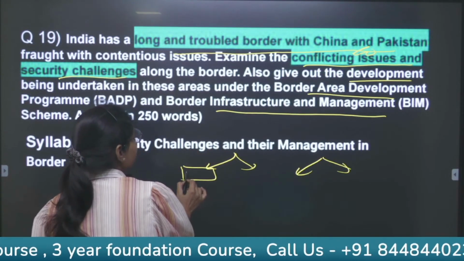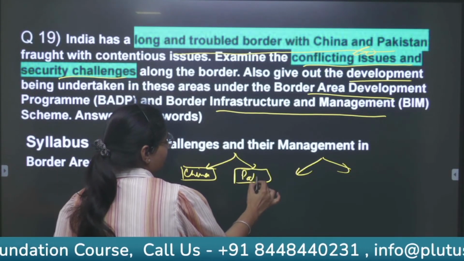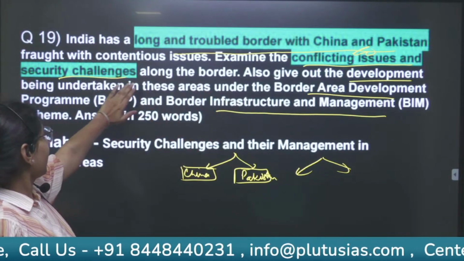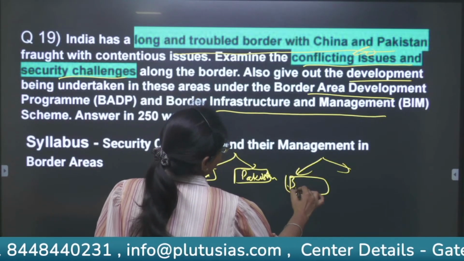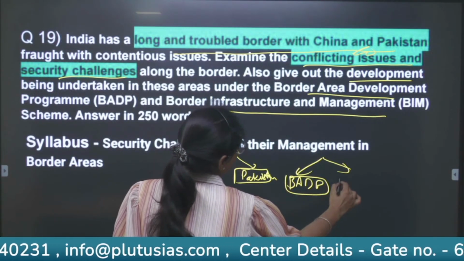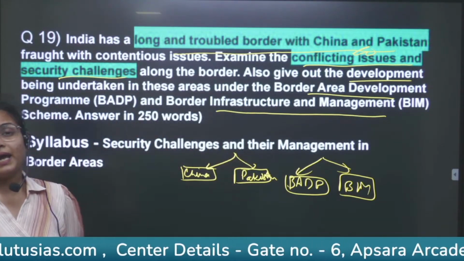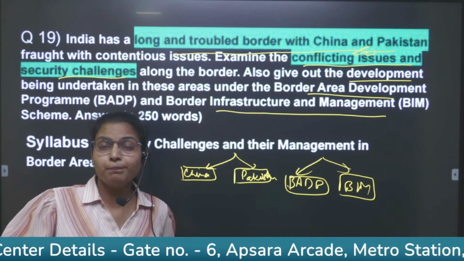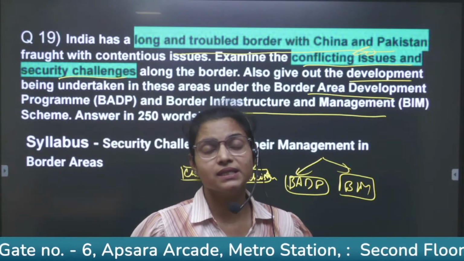Firstly, if you are writing about the issues, then you have to write about China and Pakistan. And then whenever you are writing about the development, here also two parts are given, BADP and BIM. So here are four parts, and this is a 15 marker. It means you will be given 3 pages. So this is how you can divide your given space.